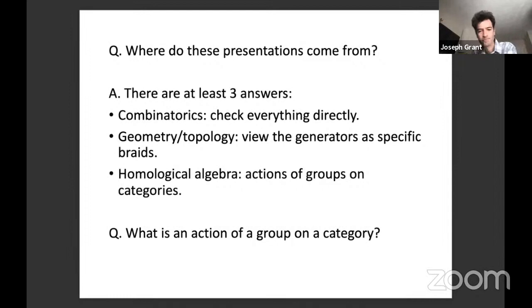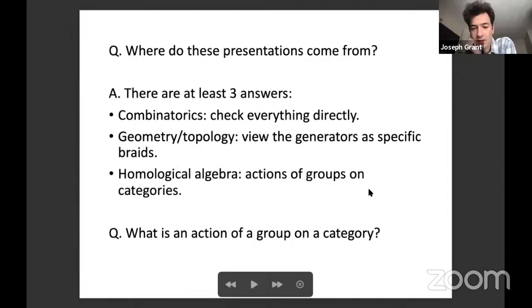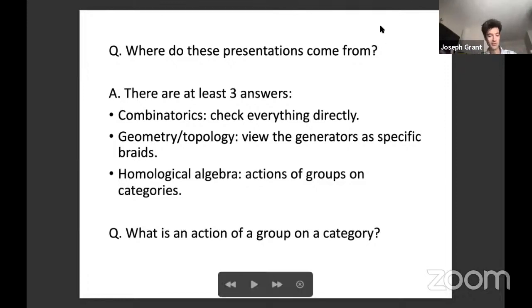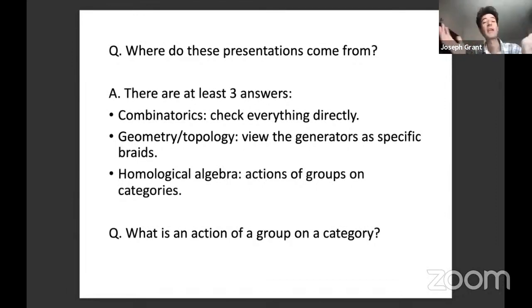So, I guess if I was being very complete, I'd now tell you roughly what a category is. I haven't done that. I'm hoping most people have some idea what a category is. If you don't mind, my brief introduction is that it's some collection of objects with relationships between them.